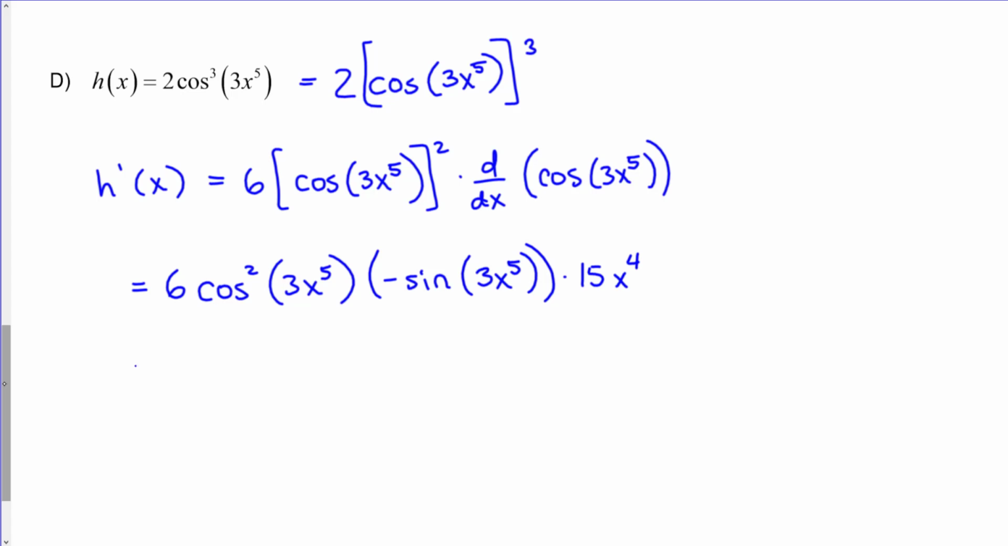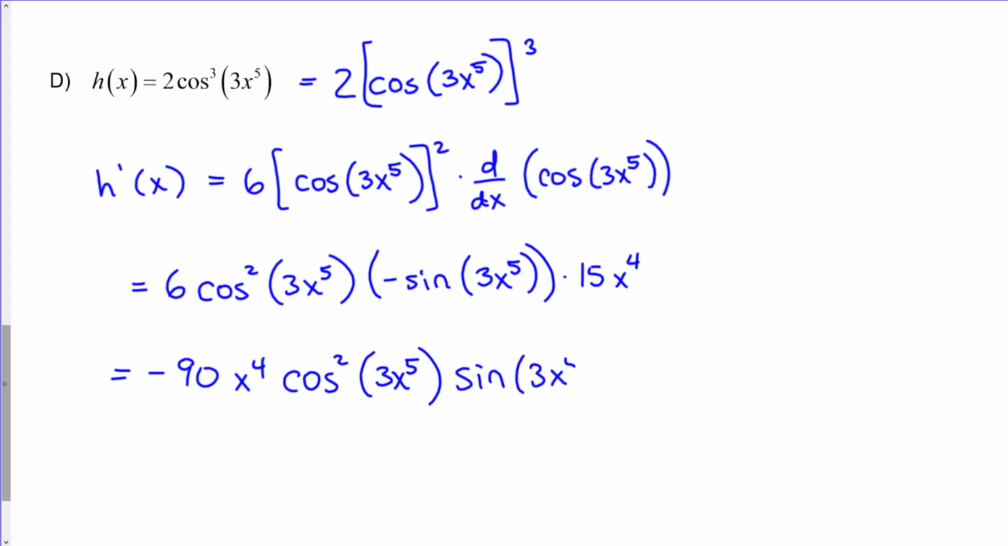When all is said and done, 6 times 15 is 90. And then I have my x to the 4th. Oh, you know what? I should put that negative out front here. So let's make this negative 90x to the 4th. Then I have cosine squared of 3x to the 5th power times sine of 3x to the 5th power. And there's my final answer.